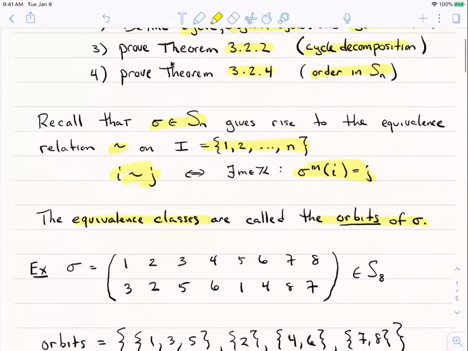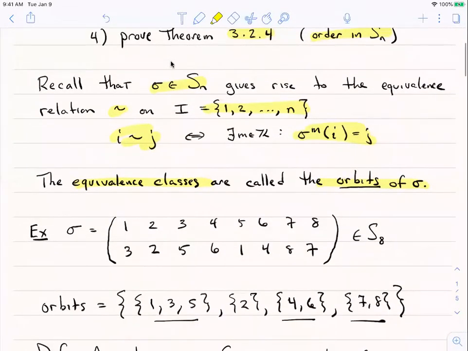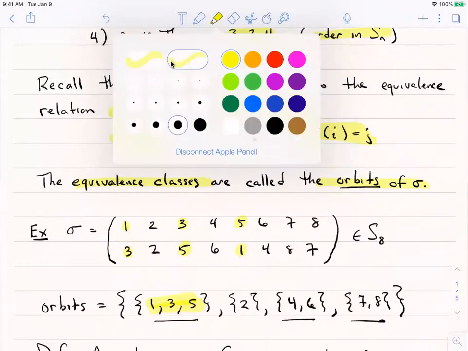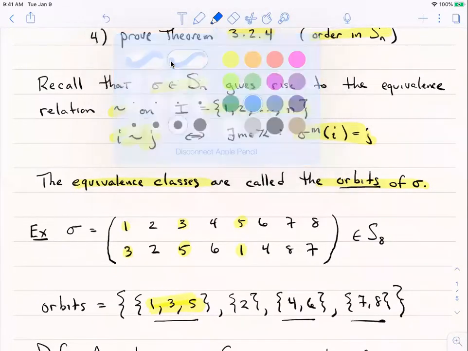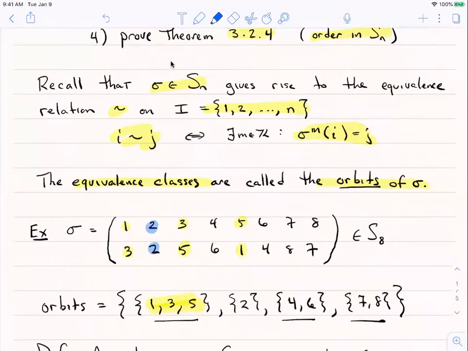We did this in the Zoom meeting. Let's take a look at what it looks like if we do it together right here. If you pick one of the elements in the index set, say 1, sigma of 1 is 3, sigma of 3 is 5, sigma of 5 is 1. So those three elements comprise the orbit 1, 3, 5. Those are the elements that sigma can send to themselves, starting with 1. If you pick another element like 2, sigma of 2 is 2. So 2 is the only element in its orbit. Every power of sigma is going to send 2 to 2.